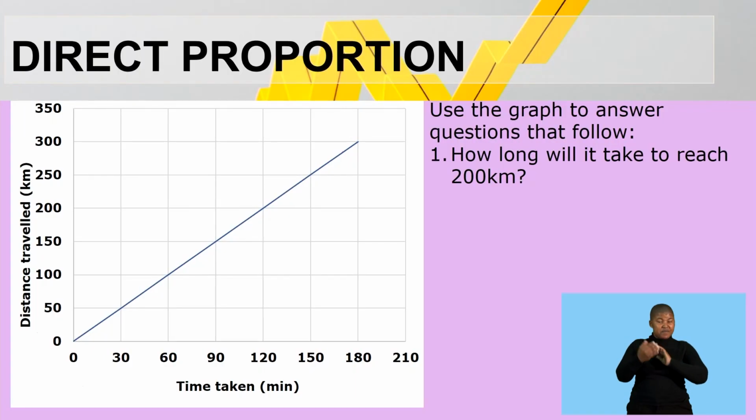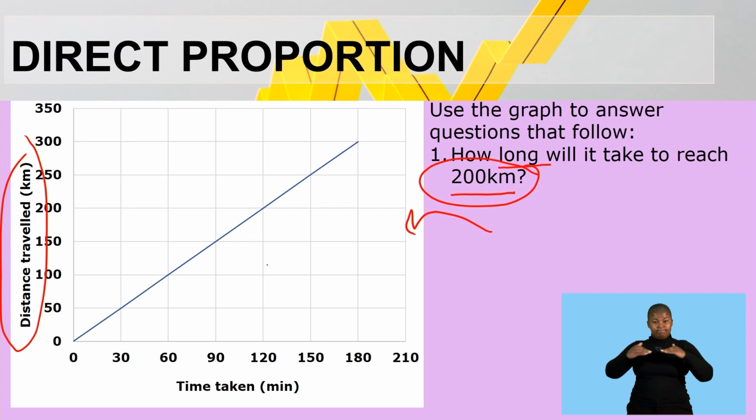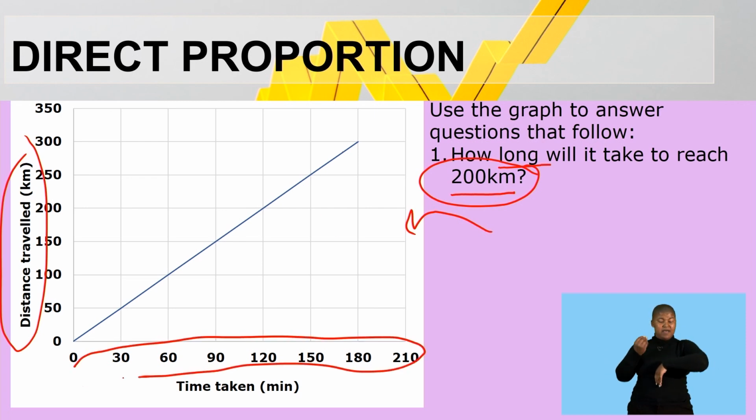Let's look at an example. Use the graph to answer the questions that follow. How long will it take to reach 200 kilometers? Now we need to go back to the graph on the left-hand side and look for the variables. The distance traveled will give us the 200 kilometers, and then how long we will read from the independent axis, which is my x.